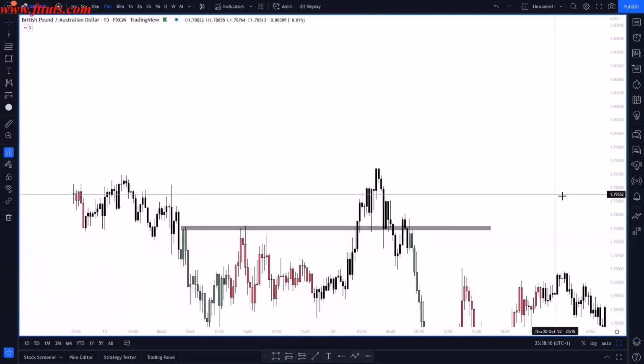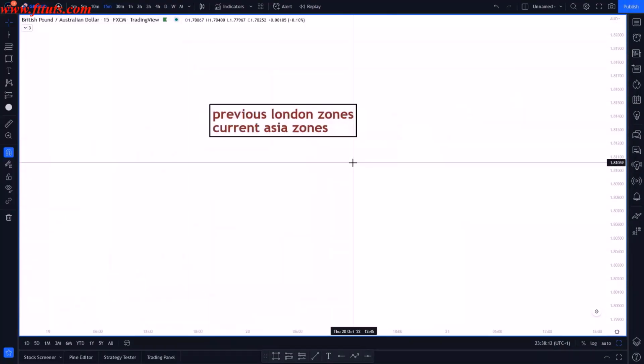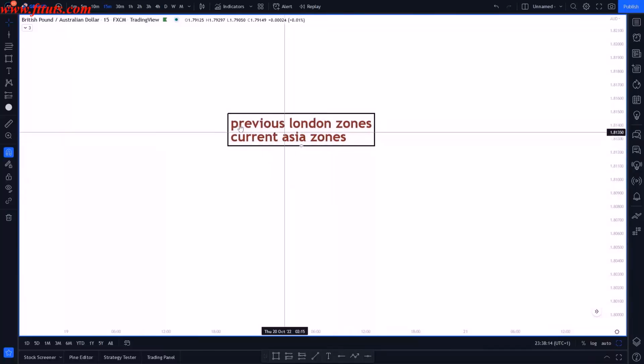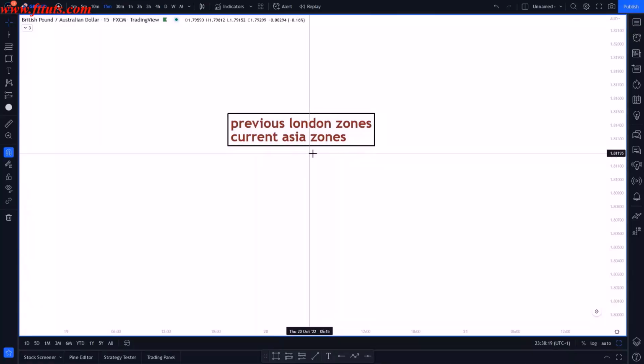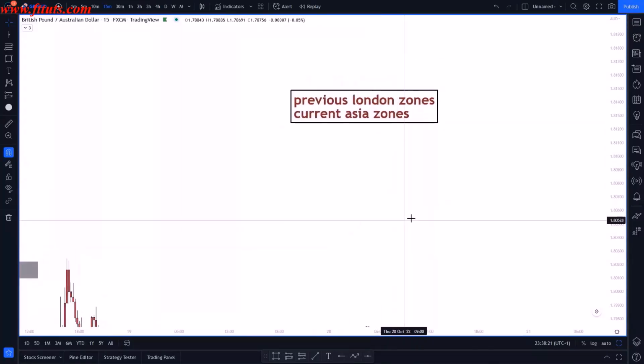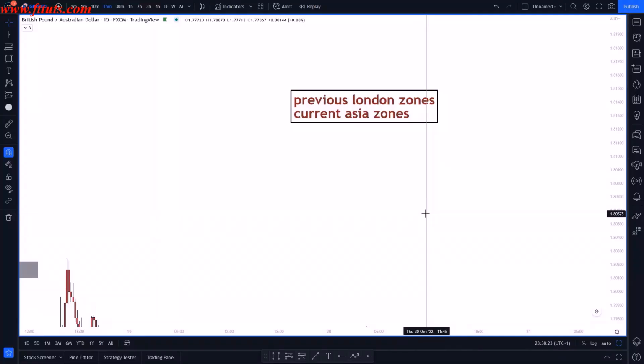So to recap, the zones you need to know are the previous London zones. I've showed you all this just then. So previous day's London session zones and the current Asia zones from the Asian session that's just been. So these are the rules to trading London. So these are the zones you're looking for.